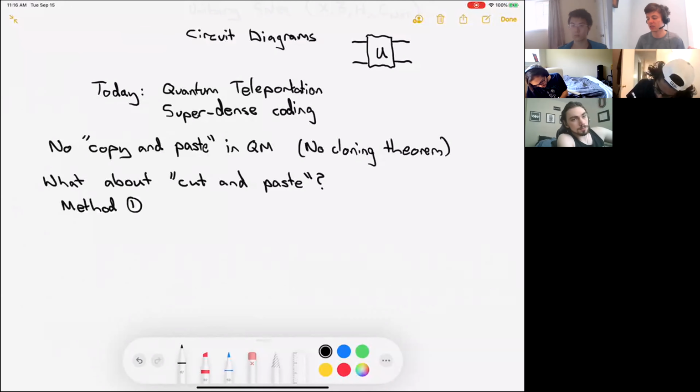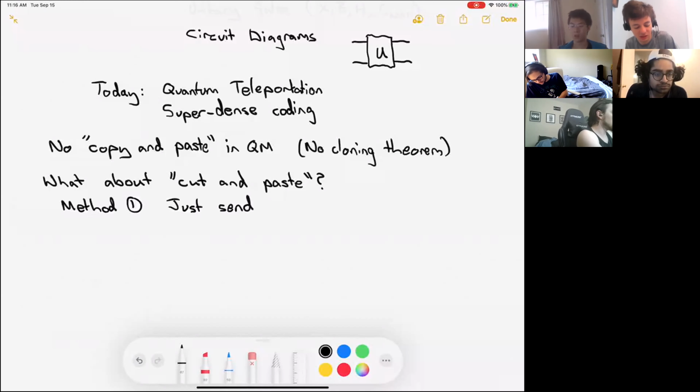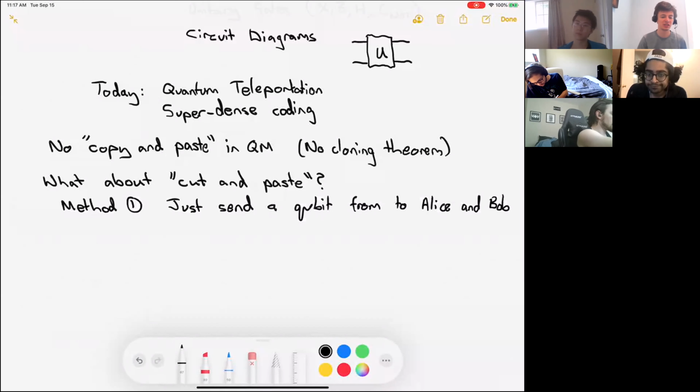One very simple method of doing it. Say Alice has a qubit originally, and she wants to cut it and then paste it with Bob. The easiest option is just Alice sends a photon, say, to Bob, or some other physical implementation of a qubit gets sent from Alice to Bob. So we store the qubit we want to send in that photon or whatever it might be, and then we just send it.